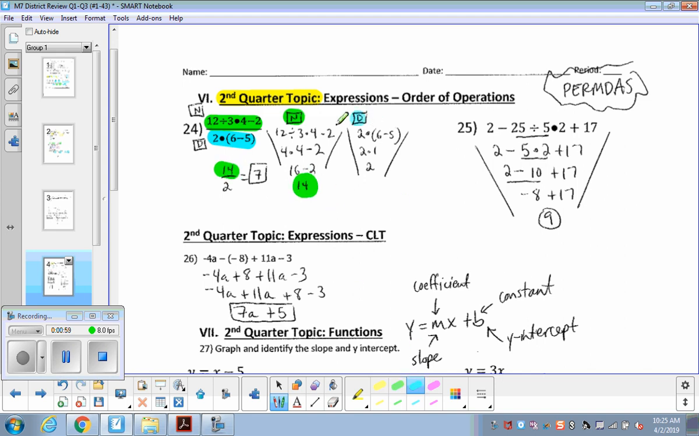For the denominator, in parentheses, we have 6 minus 5, which is 1, and 2 times 1 is 2. So now that we have our numerator and denominator, we can divide to get the final answer of 7. Number 24 simplifies to 7.